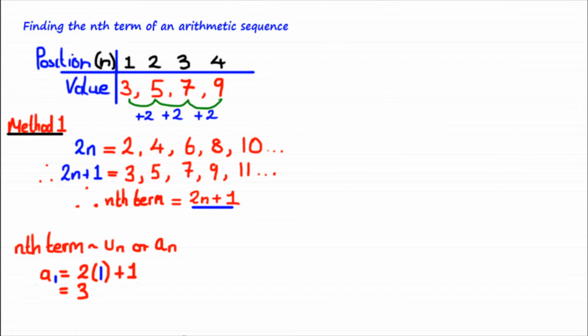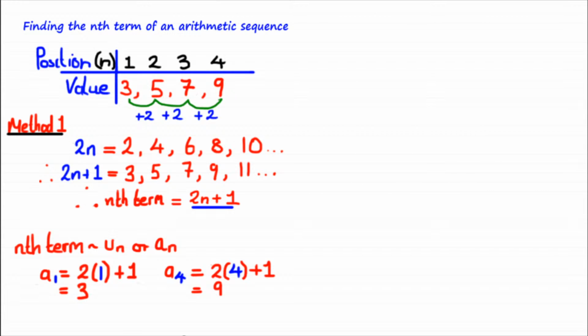We can also check another term just to make sure we're right, and I advise you do this in your exams. If we plug in n equal to 4, we get 2 times 4 plus 1, which is equal to 9, which we expect because we expect our fourth term to be equal to 9.